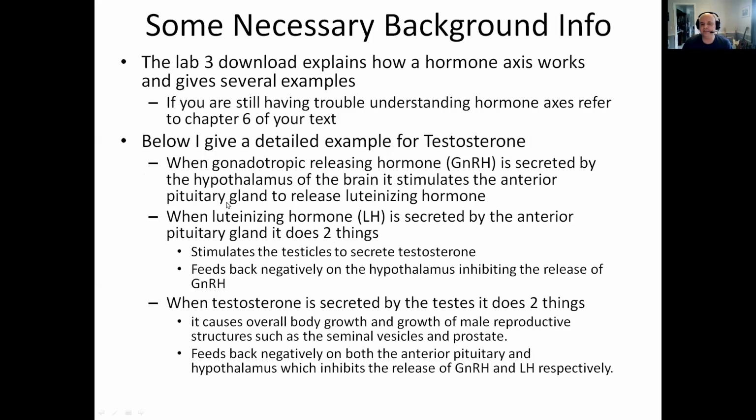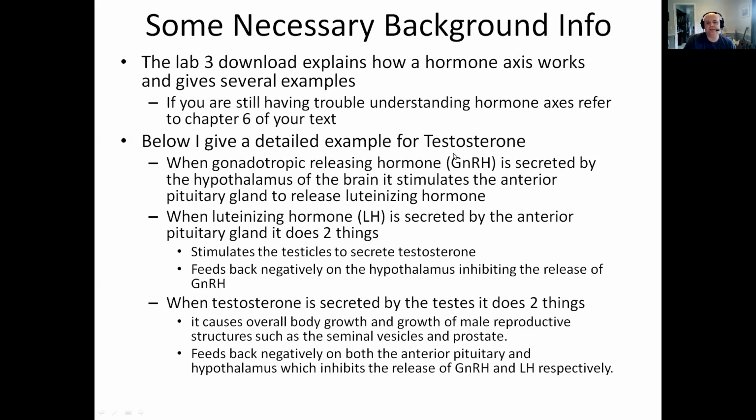Okay, so we're going to do testosterone. I'm actually going to do, at the end of this, group 1 for you. So I'm going to walk through group 1 as an example to help you work through group 2 through 6. Okay, all right. So for testosterone.